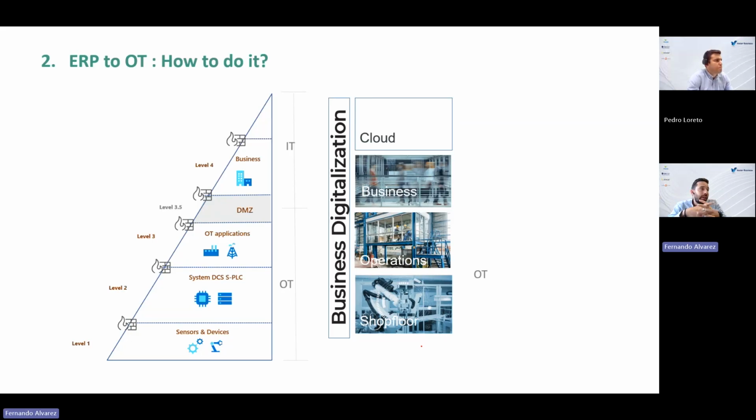So the most important thing here to understand is how we do it in a secure way, okay? How we can communicate the ERP in a secure way with our OT network, with our OT infrastructure, with our DCS, with our PLCs. There are many use cases of why we have to do that.